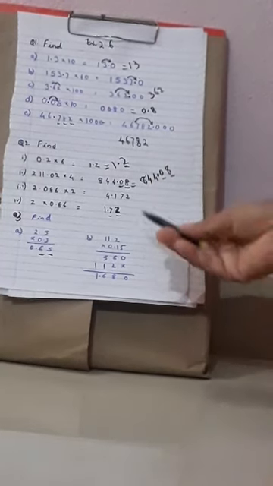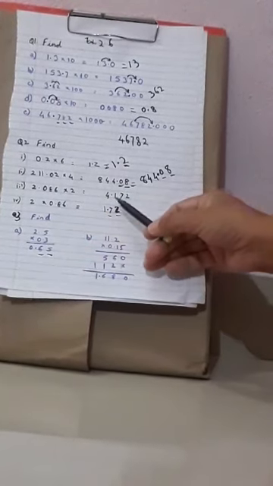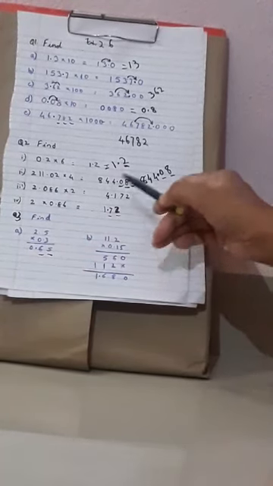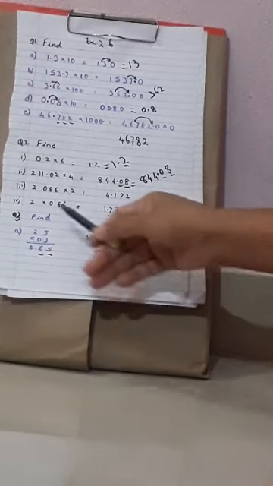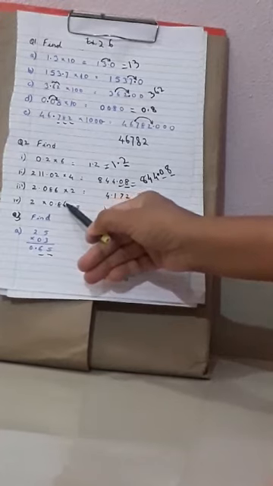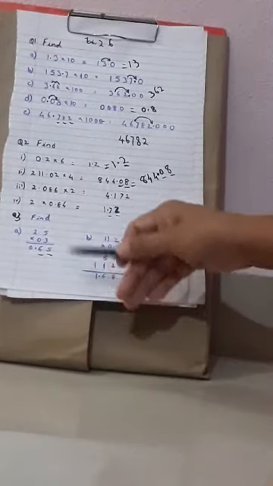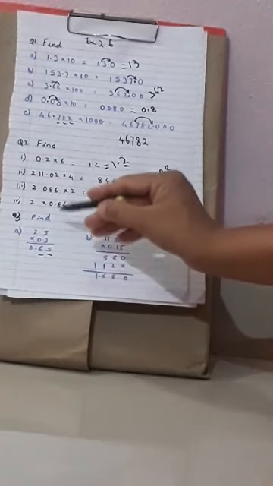Let's go with another question, 2.086 into 2. So what did you get? 4.172. Again here the same rule is applied. Now a whole number into a decimal, 2 into 0.86. So what did you get? 1.72.